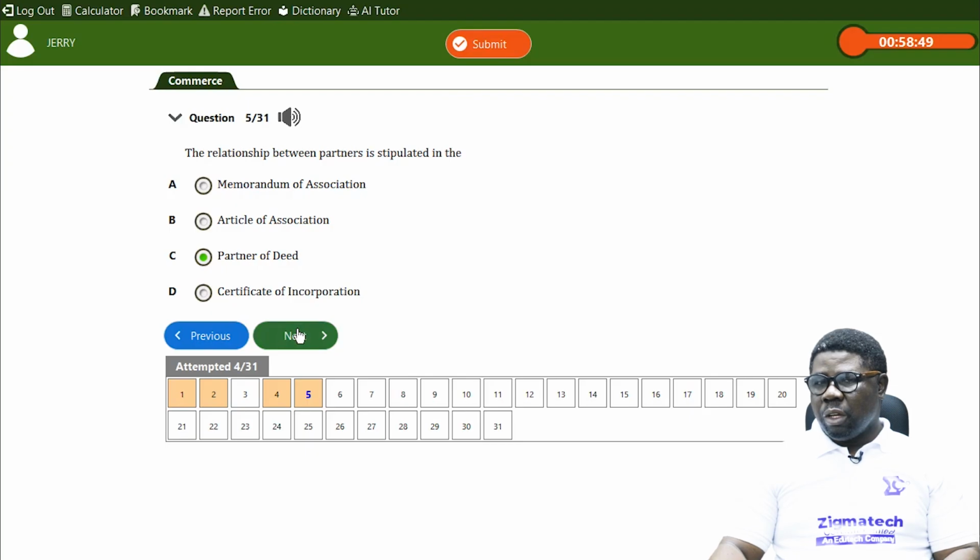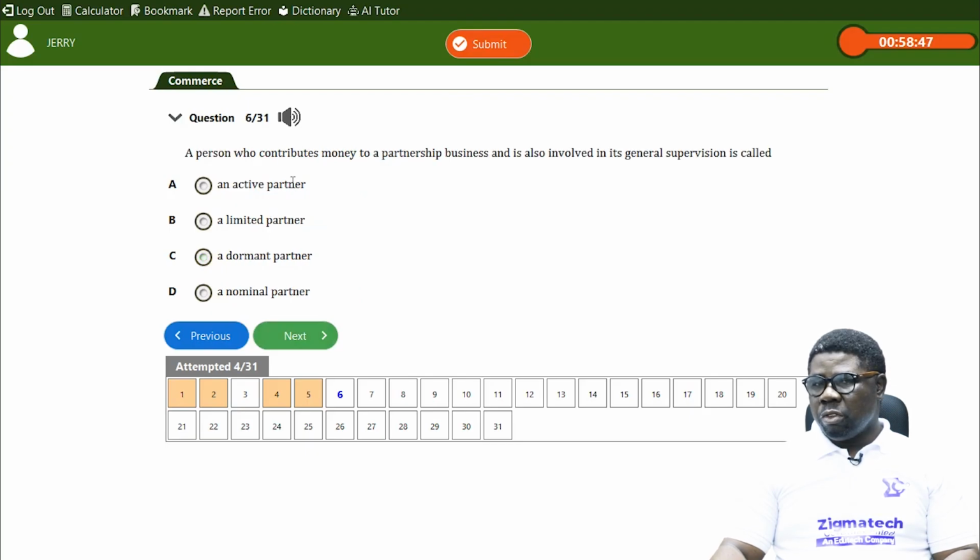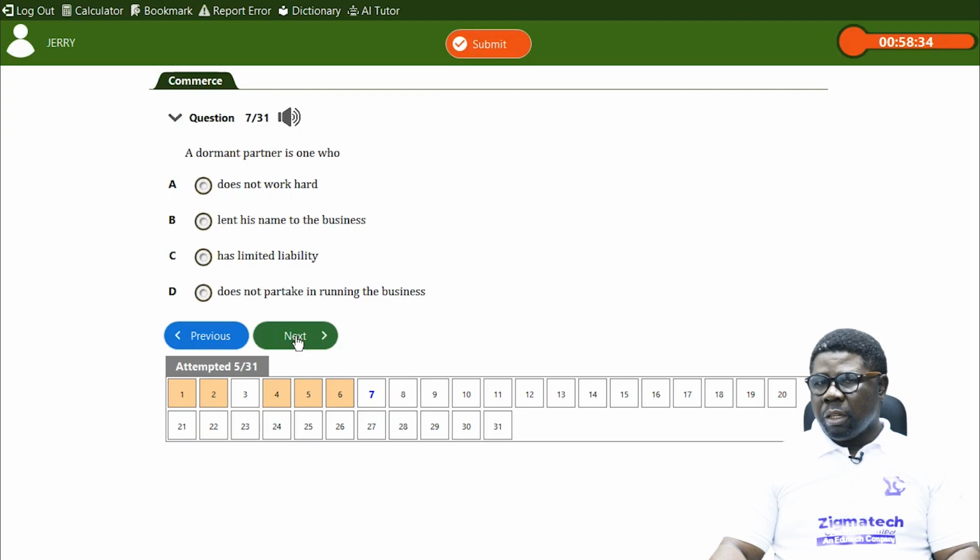Okay, so a person who contributes money to a partnership business and is also involved in the general supervision is called an active partner. An active partner. A dormant partner is one who does not work hard, lends his name, has limited liability, and does not partake in running the business. The dormant partner does not partake in running the business, okay?